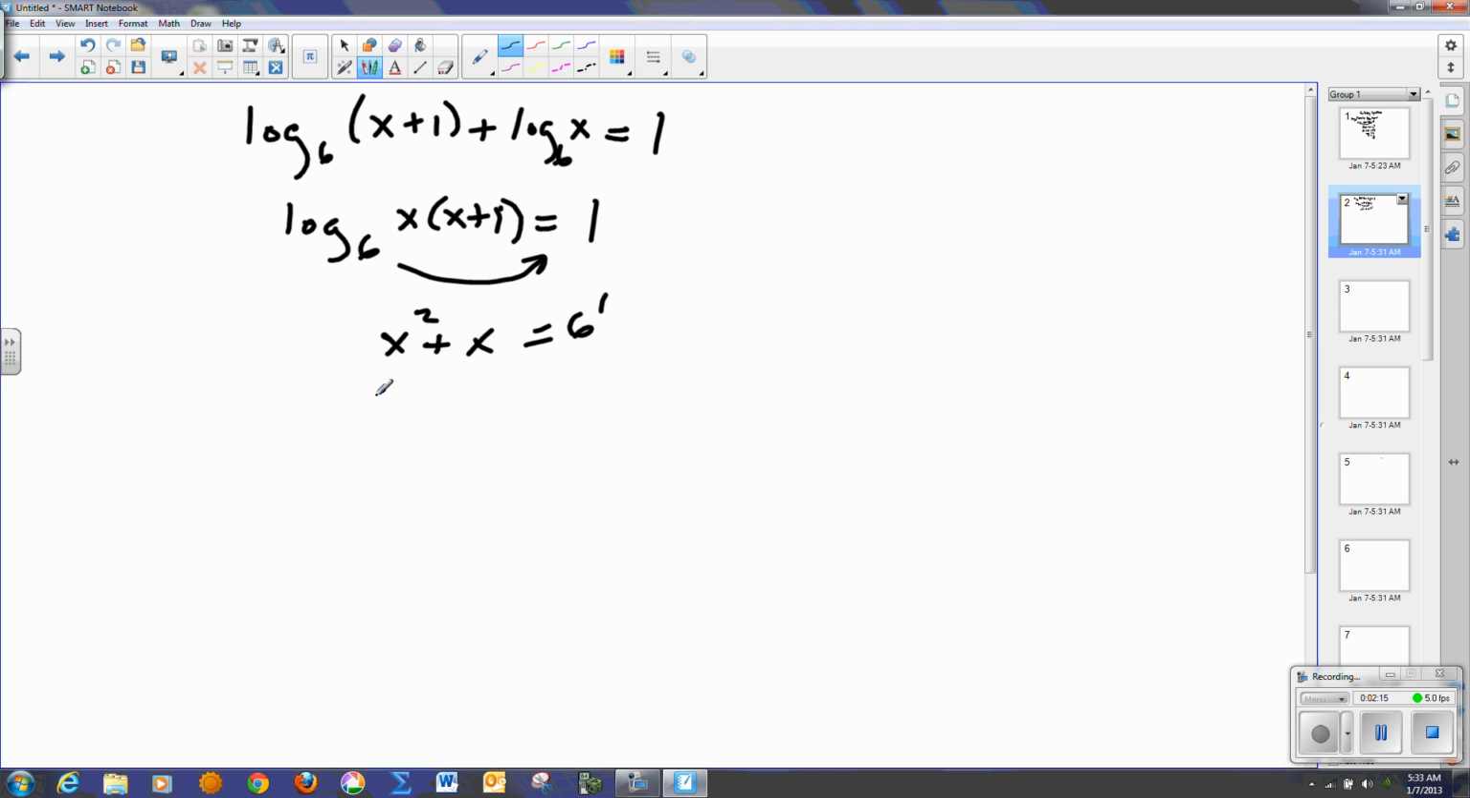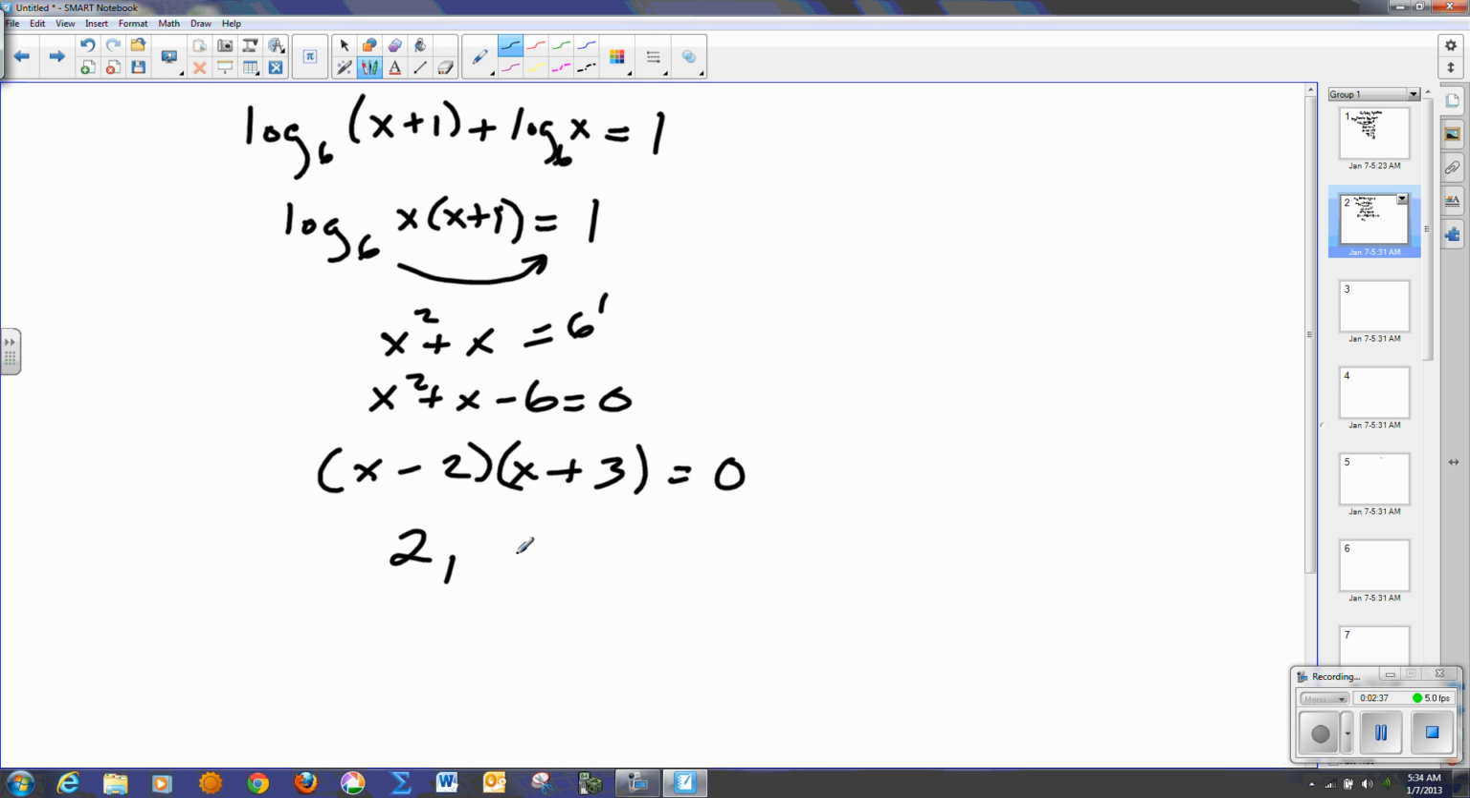So now we've got a quadratic, set it equal to 0. Factor. 3's got to be positive, 2's got to be negative. And we end up with a value of 2 and negative 3. This guy, negative 3, is extraneous because when I plug it back in, log base 6 of a negative number, what power of 6 is a negative number? Doesn't work. So the negative 3 is going to be extraneous. So 2 is just our answer in this case.